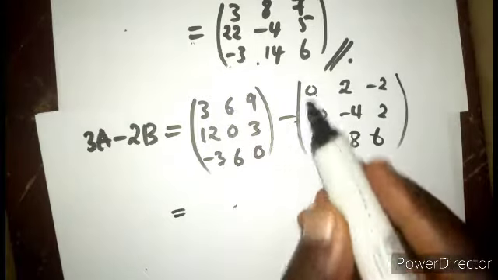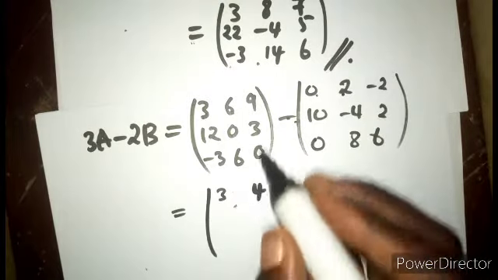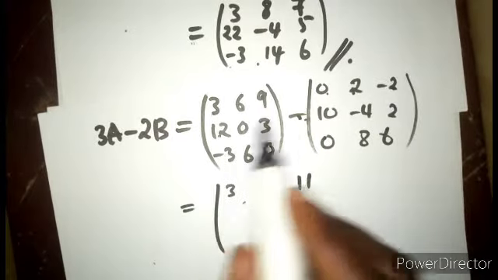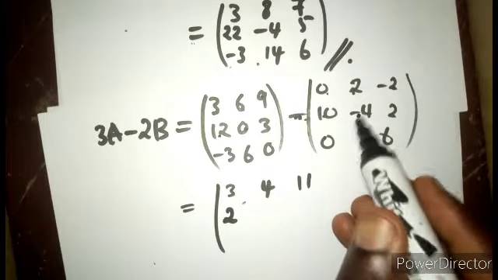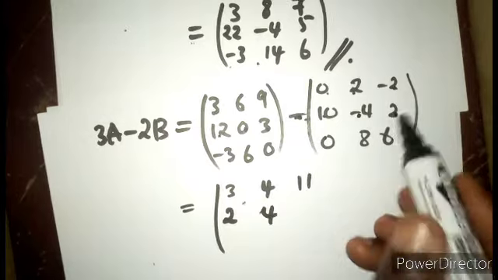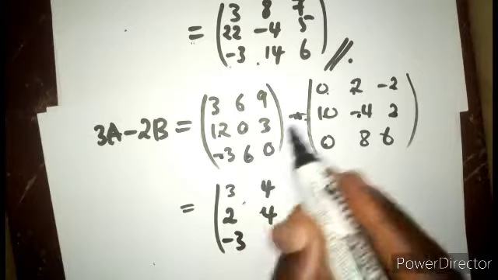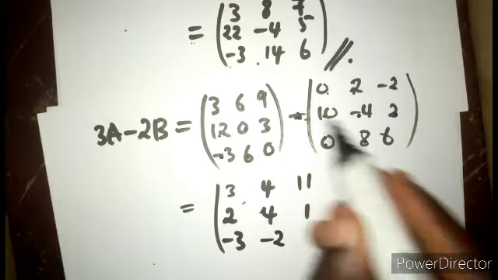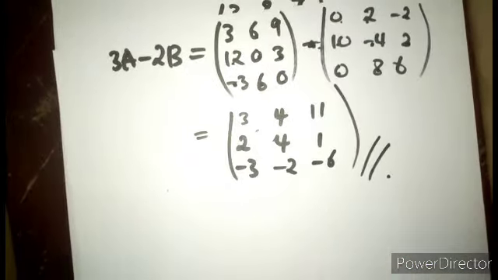So the difference, 3 minus 0, we have 3. 6 minus 2, we have 4. 9 minus 2, that gives us what? 11. 12 minus 10, that gives us a 2. 0 minus 4, okay, that gives us a negative 4. 3 minus 2, that's a 1. Minus 3 minus 0, that's minus 3. 6 minus 8, that's a negative 2. 0 minus 6, that's a negative 6. Okay, and we are done.